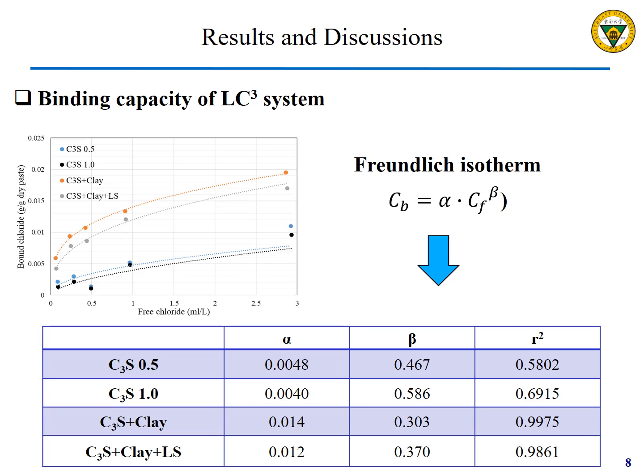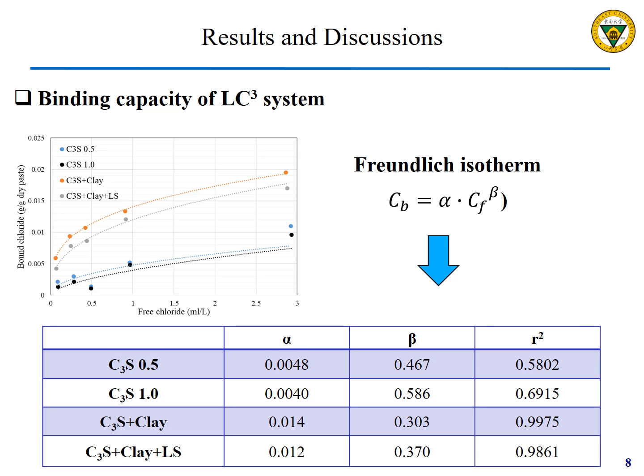The binding capacity is tested by using the equilibrium method. Here is our result. It is clear that with the increase of free chloride content, there will be more bound chloride. And we can also see the lines are different. In the figure, we can see the pure C3S shows the lowest binding capacity, and the systems with only clay show the highest binding capacity.